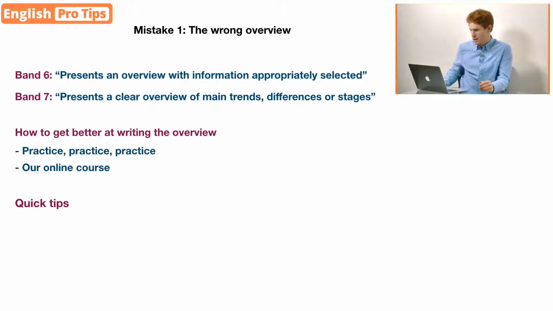And in that course we have a full section on how to write an overview with quizzes, practice activities, videos, and we specifically look at each of the question types. So all of the graphic types that you can get in academic task 1. So process diagrams, map diagrams, pie charts, all of these. And then we look at how to write an overview for all of them. But here are some quick tips.